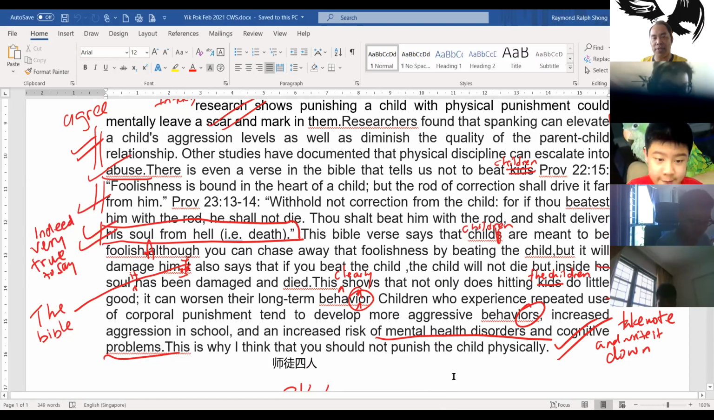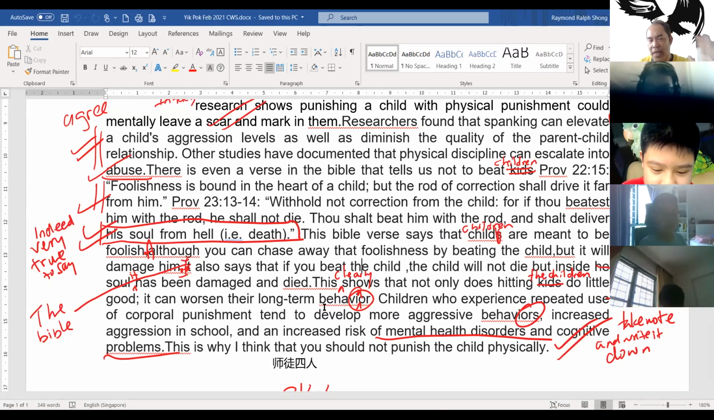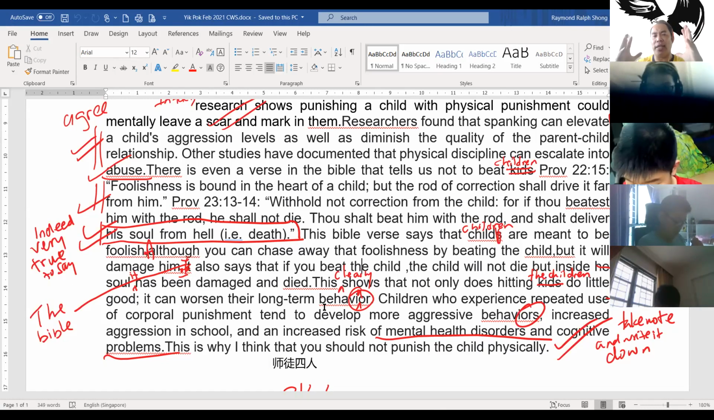Yipo, this Bible verse says that children are meant to be foolish, although you can chase away their foolishness by beating the child, but it will damage him. It also says that if you beat the child, he will not eat. Don't put it. I know it's very long-winded. Like what Liang Ning said, this is formal writing, so it must be very straightforward. Like I done, in future when you write, don't write I done. This is a formal class, so don't dare. So you must be very specific: the Bible, the person, the child, the parents.